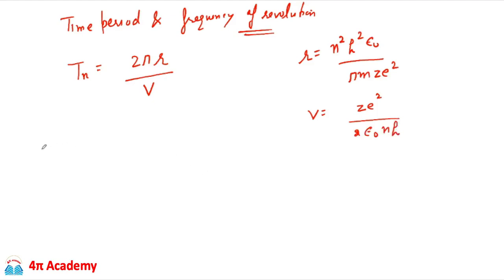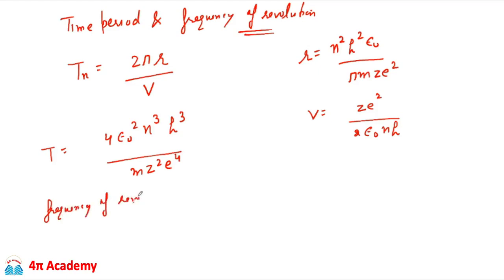Now putting the value of this r and v in this equation, what we get is 4 epsilon naught square n cube h cube over m z square e raised to power 4. So this is the required expression for the time period of the electron in the nth state, and for a particular state we can calculate the time period, and from this time period we can calculate the frequency of revolution, so with which frequency that electron is revolving in that particular orbit.